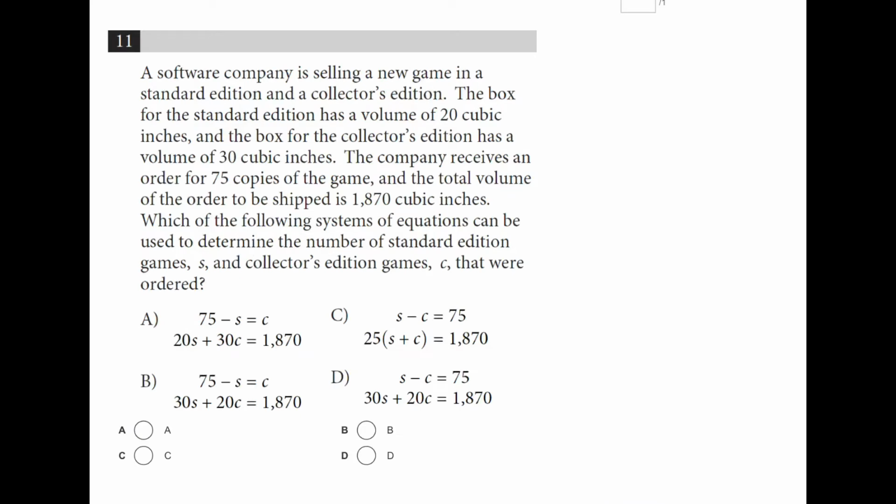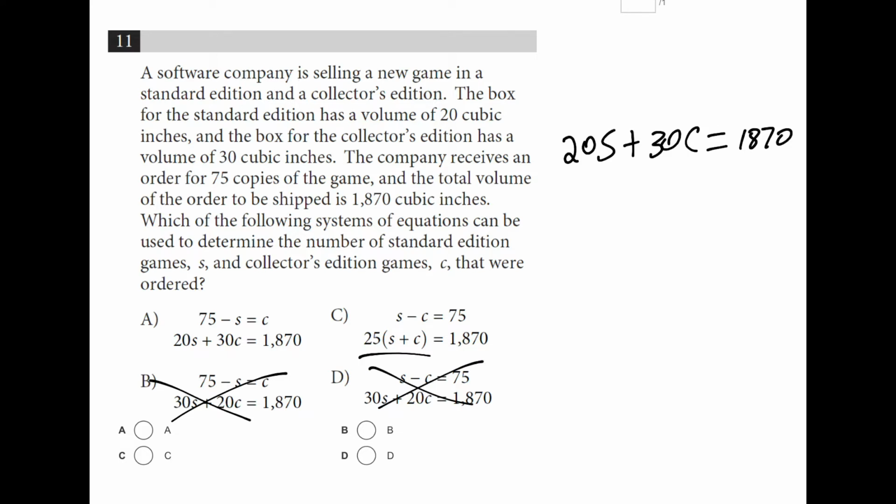Next one, we have a volume equation, 20 for standard plus 30 for collectors, is equal to 1870. Right off the bat, that rules out a couple of these. That rules out this one, and well, probably this one too. So we could just jump straight to the answer.